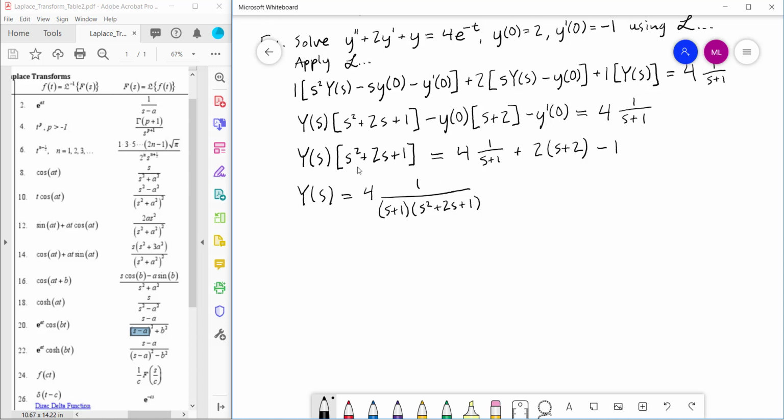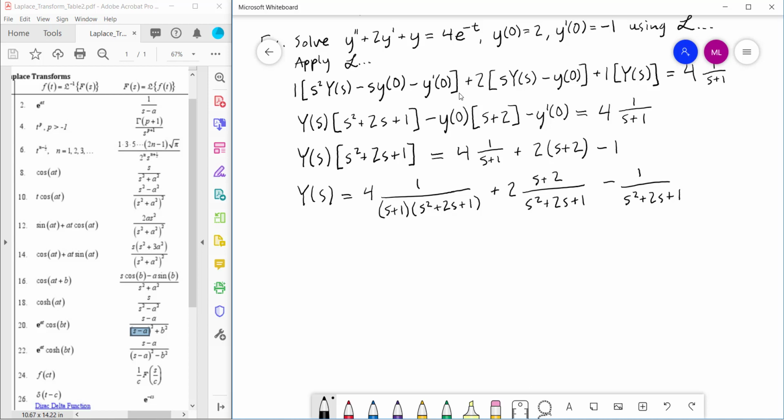Now we've got this piece divided by this term. So the next one will be plus 2s plus 2 over s squared plus 2s plus 1. And then the last one is minus 1 over s squared plus 2s plus 1.